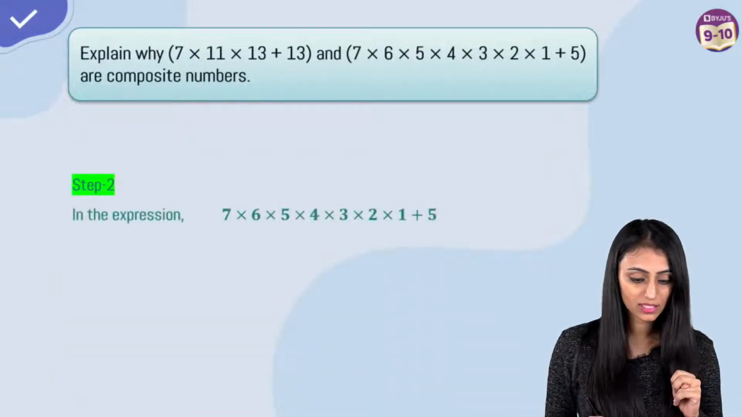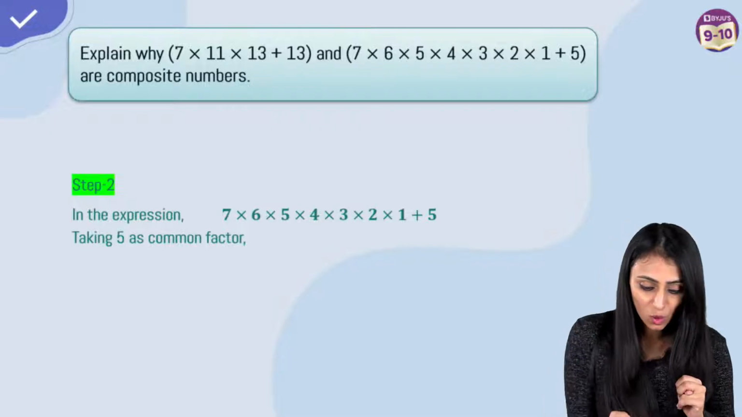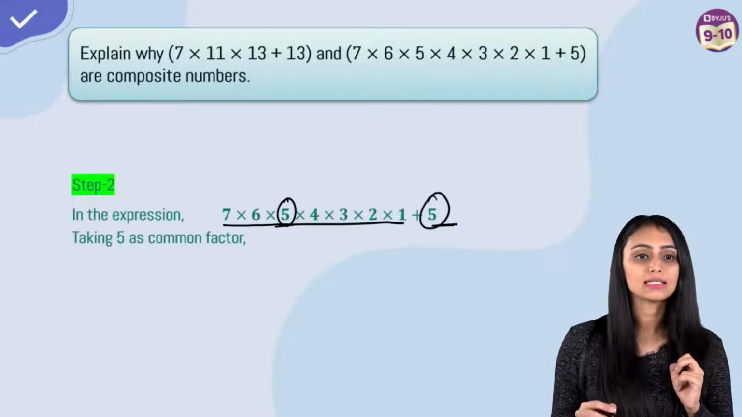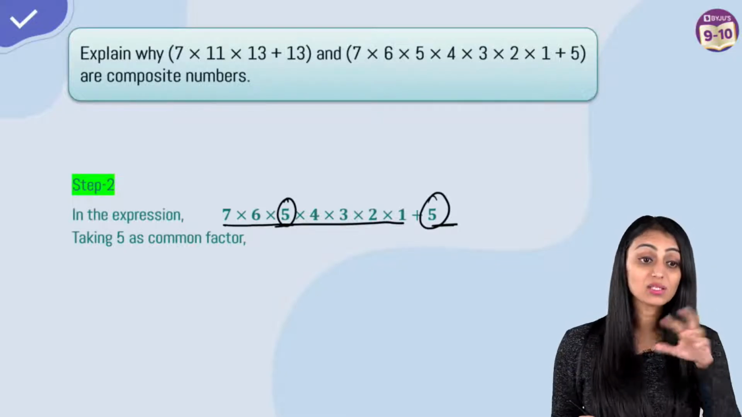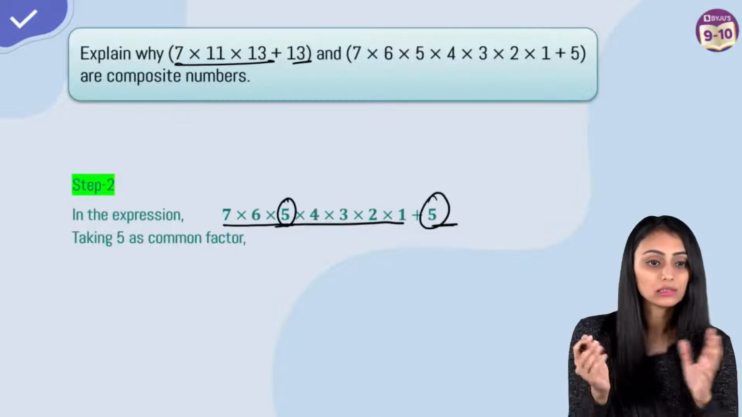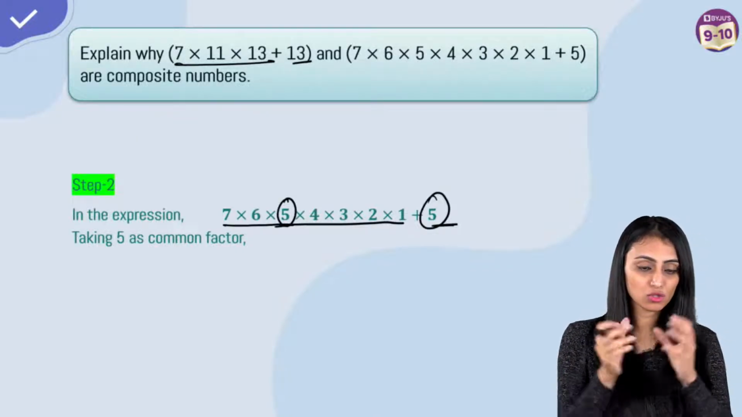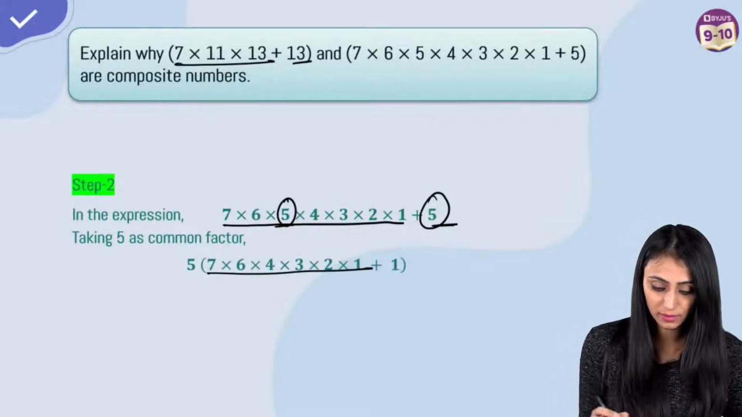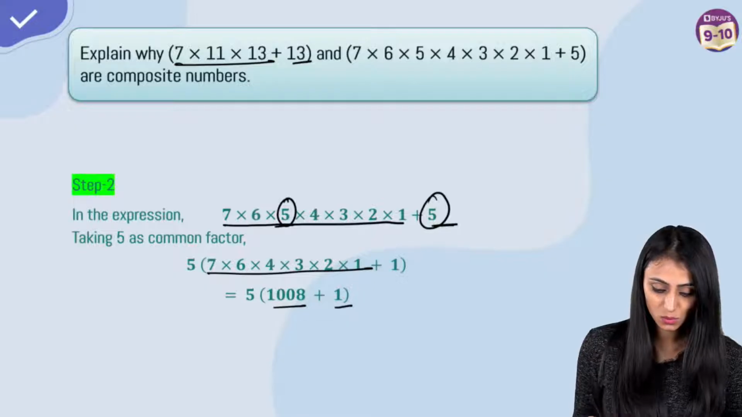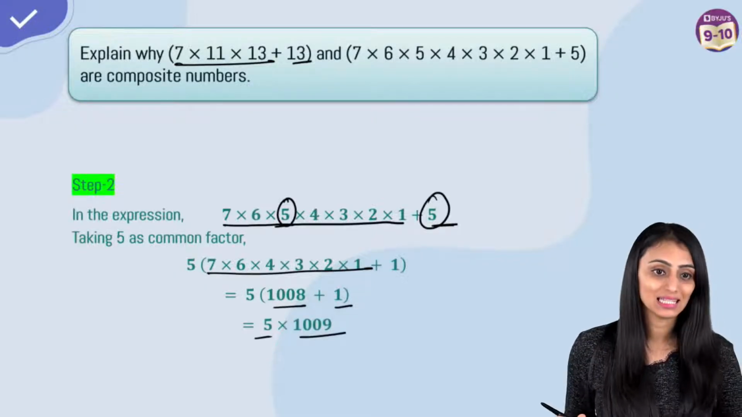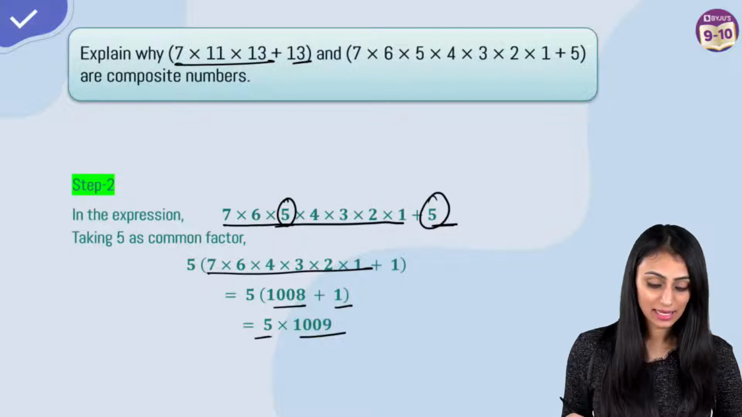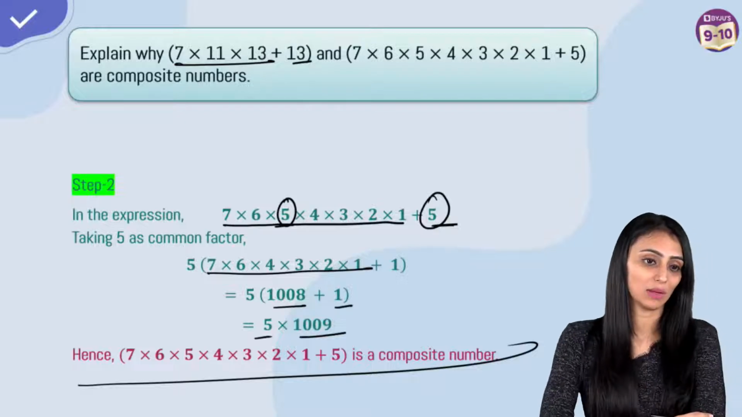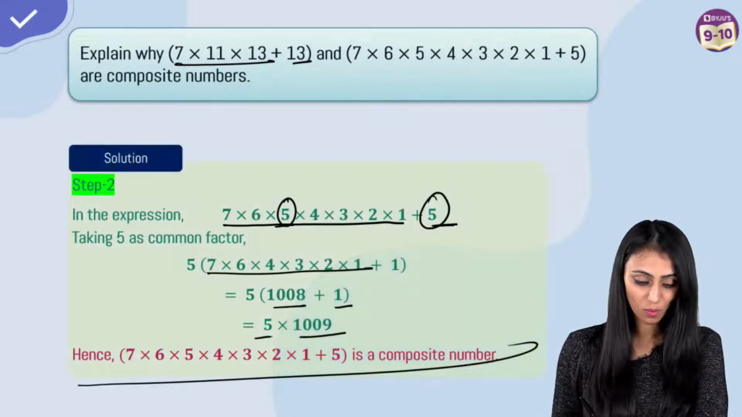Now talking about the next one, in this expression also, what can we take common? We can see 5 is common from here till here. This is common amongst them, because 13 was common in the earlier one. Because I need to show them as a product of primes, here I am taking 5 common. So I will be left with all the other things that we have here. That's 1008 plus 1, which is going to be 5 into 1009. This is nothing but showing them as a product of primes, right? So this is a composite number. Here 5 was common.